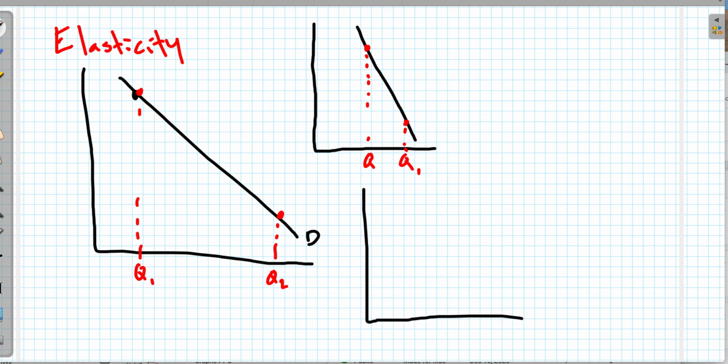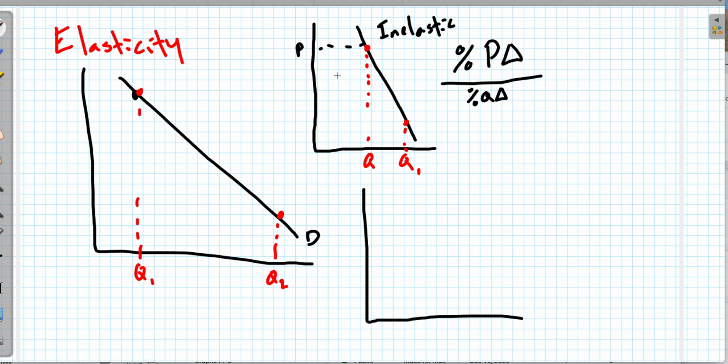So this is what we call inelastic right here. Meaning we have a big price change and we have this little teeny quantity change. Okay, so we have this price change, there's our first price. This is a giant difference right here. But we have this little difference in quantity.